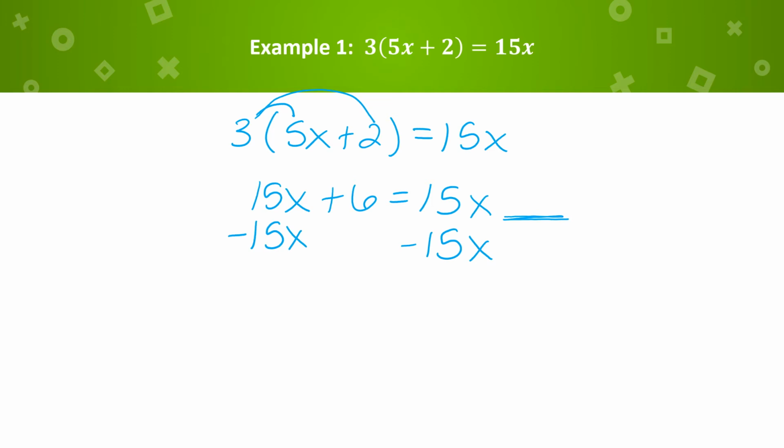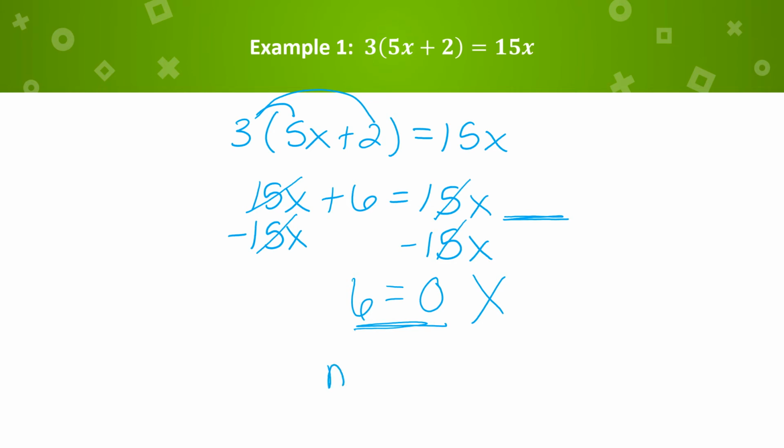What you'll notice, though, is the 15x cancels here, because 15x minus 15x is 0. That'll leave us with a 6. And then they also cancel over here. 15x minus 15x is 0. So we get something that is 6 equals 0. This is not a true statement. 6 will never be equal to 0.